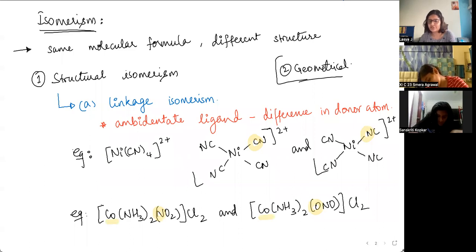Smera, this should also answer the question you had yesterday: when it's ambidentate, how do you figure out which one is linked? So you modify the way you write. You always write the donor atom that's bonded to the metal first. So the first one will be Ni(CN)4 and the next one would be Ni and bracket (NC)4. Yeah, you can represent it that way.